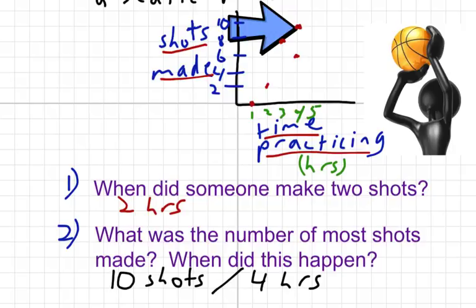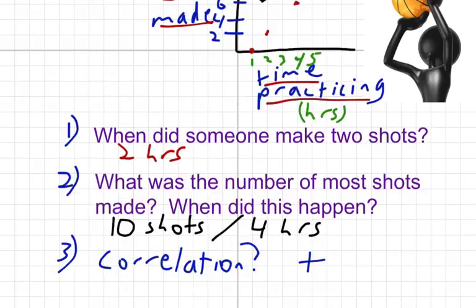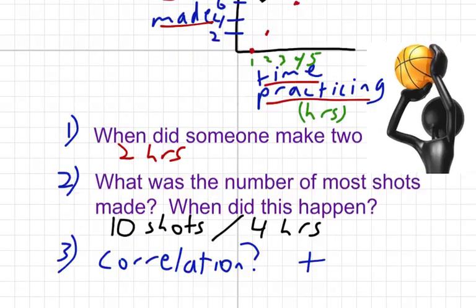And one more question I have for you, is that going to be a positive correlation or a negative correlation? And I think you figured it out: as one thing goes up, the other goes up. So that's going to be a positive correlation.